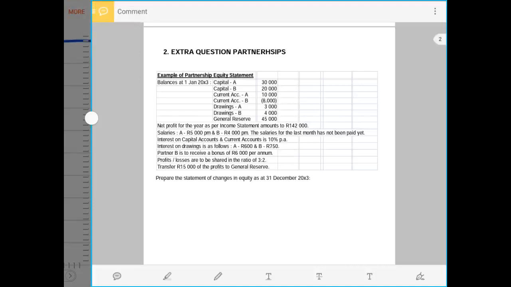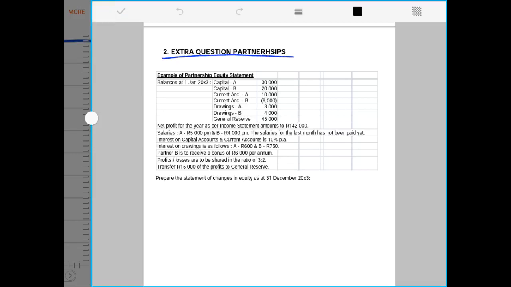Good day, students. I will be doing the extra question on partnership. Example of partnership equity statement. We are given opening balances on the 1st of January in the year 2003. We are given capital for partner A and capital of 20,000 rands for partner B.